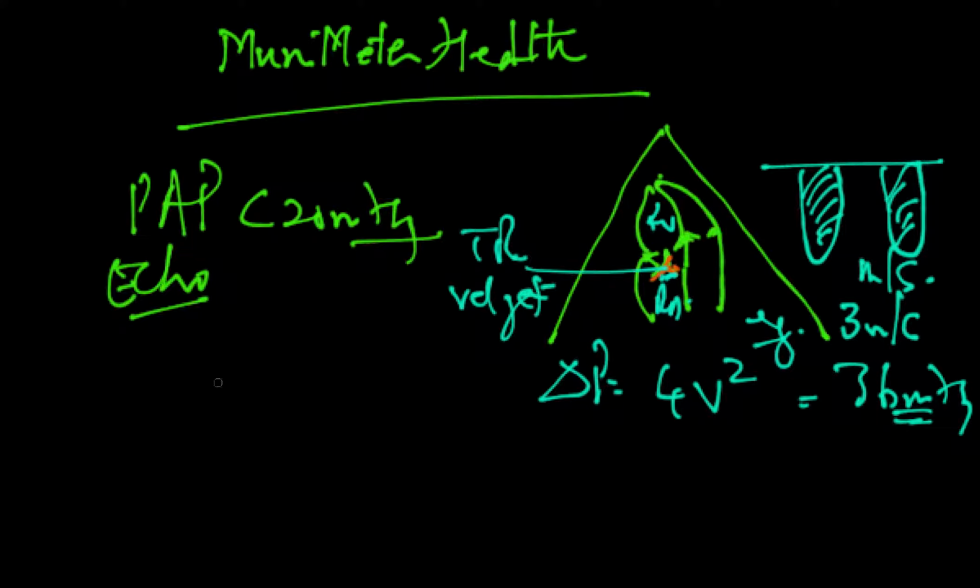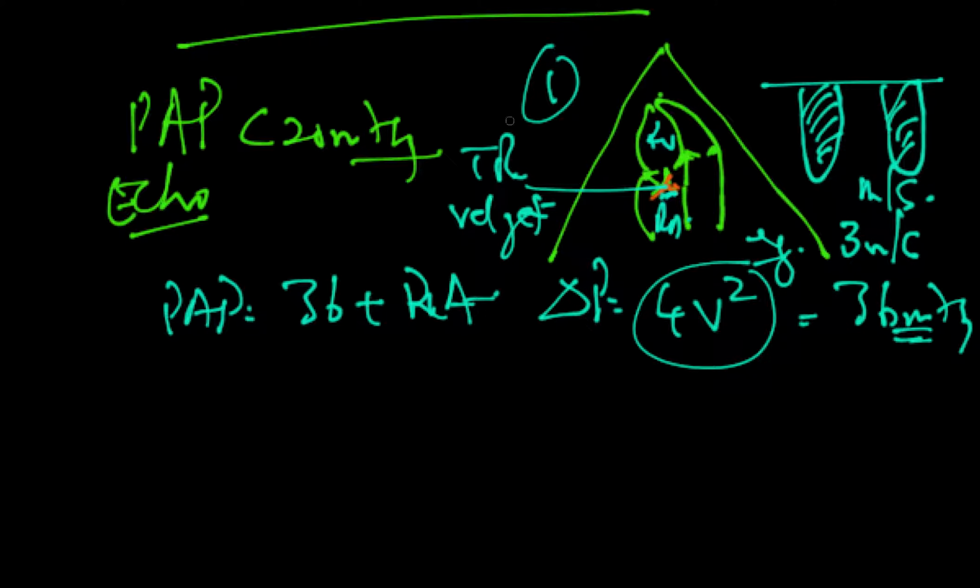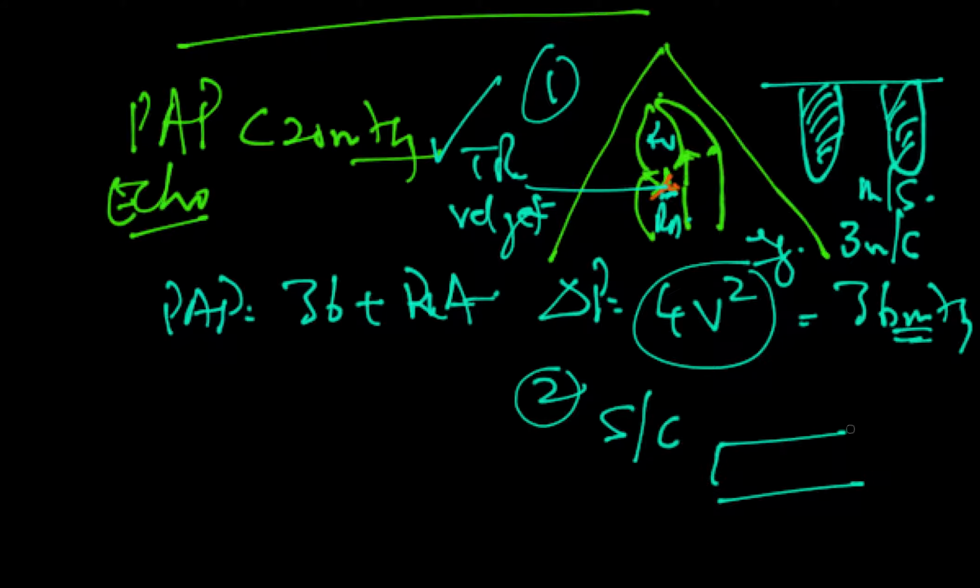But what is pulmonary arterial pressure? Pulmonary arterial pressure is this velocity gradient, 4V squared between RV and RA, which is 36 millimeters in our example, plus the RA pressure. Remember, the RA pressure will have to be measured. How do you measure the RA pressure? The apical view was one view that you did, to calculate the tricuspid regurgitation jet. The second view you will do is the subcostal view, and in that subcostal view you'll measure the IVC.